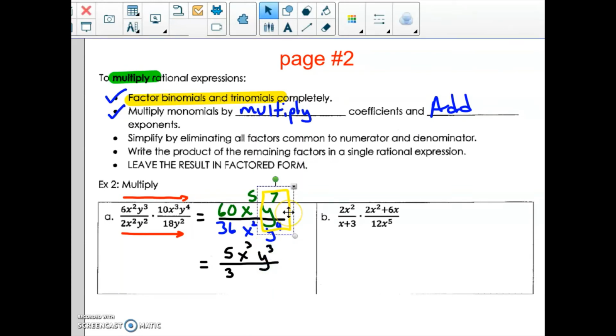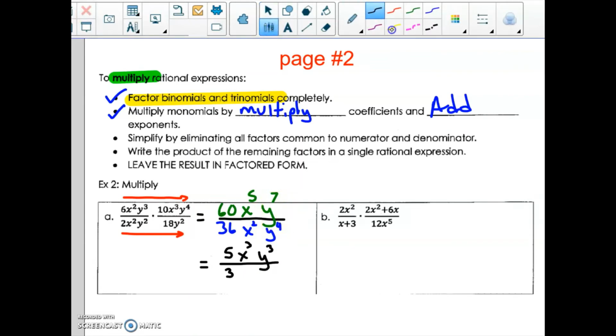So we simplified after we multiplied and we got a final answer of 5x to the third y to the third divided by 3. As we move to the B problem, we'll notice that we do have some factoring that needs to be done.